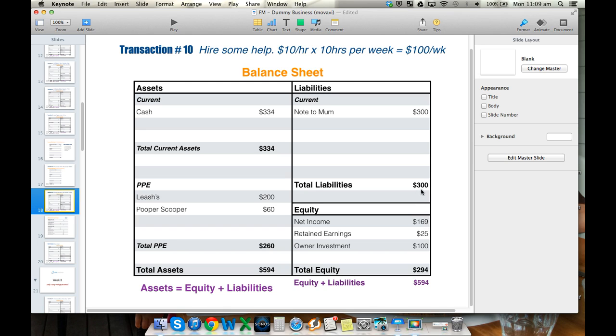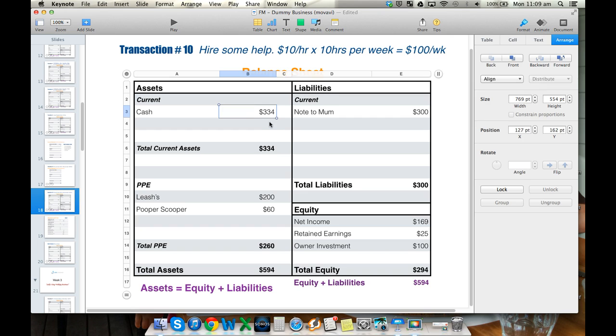Okay, so just the opposite of entering the income, entering expenses means that we paid cash for our help, so our cash goes down by $100, so that goes down to $234. And likewise, our net income goes down by $100, so that goes down to $69. So now, assets, equity and liability all in balance, $494, $494, so we're there.